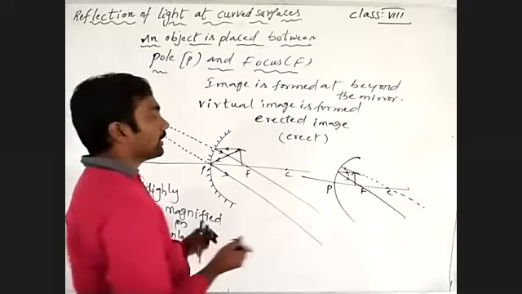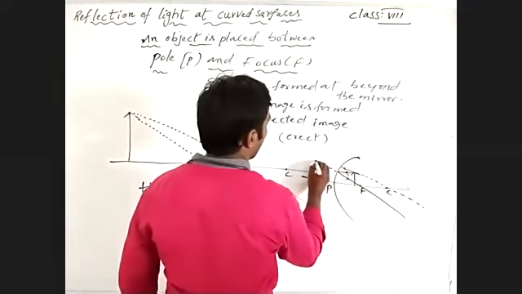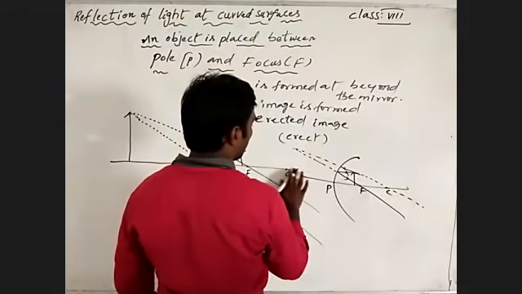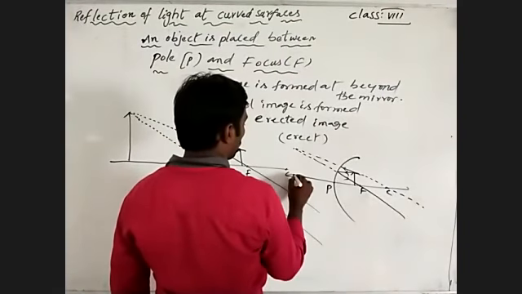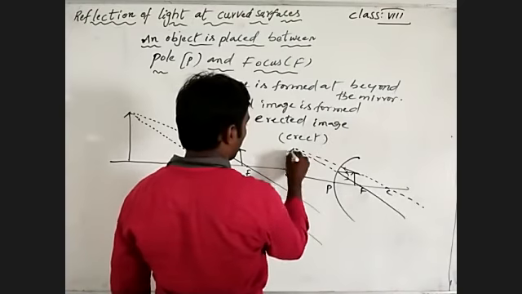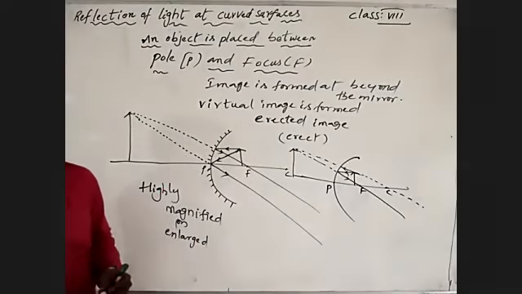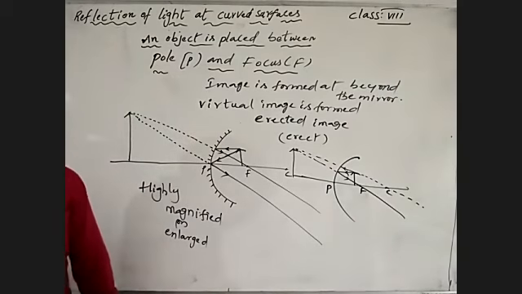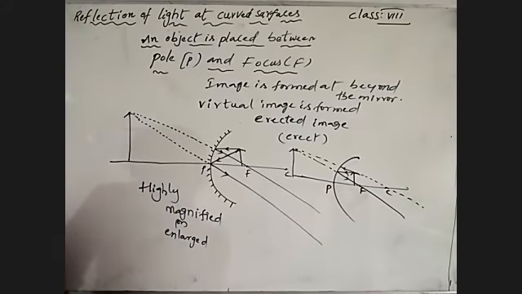So the image will form by the extended reflected light rays. If you extend them, you get the image formed here. Okay, two types of drawings are possible. Observe this situation: the object is placed between pole and focus, so the image is formed beyond the mirror.